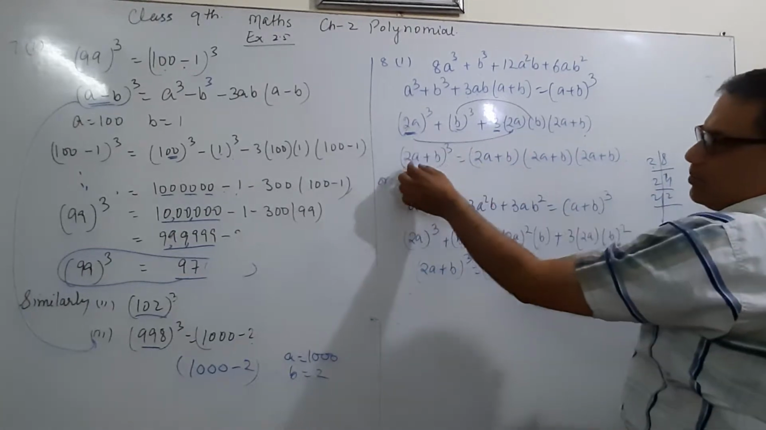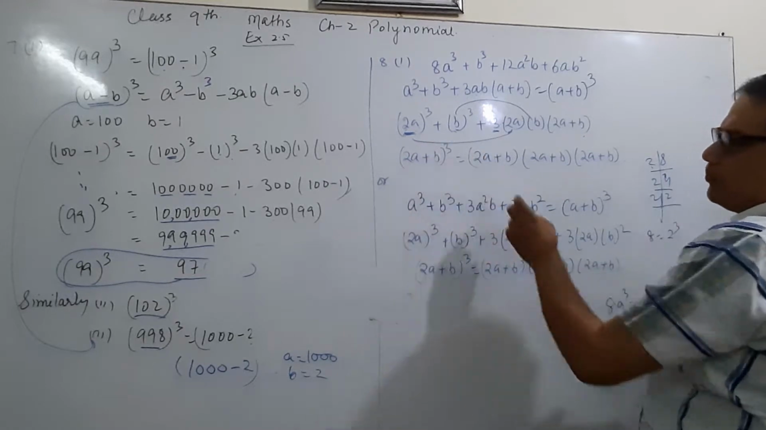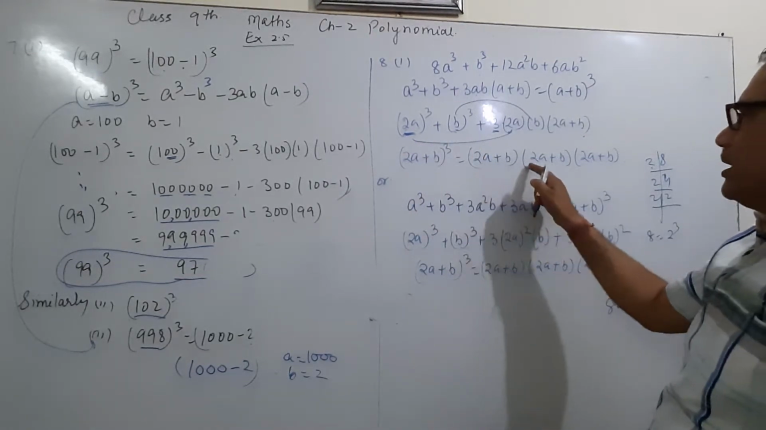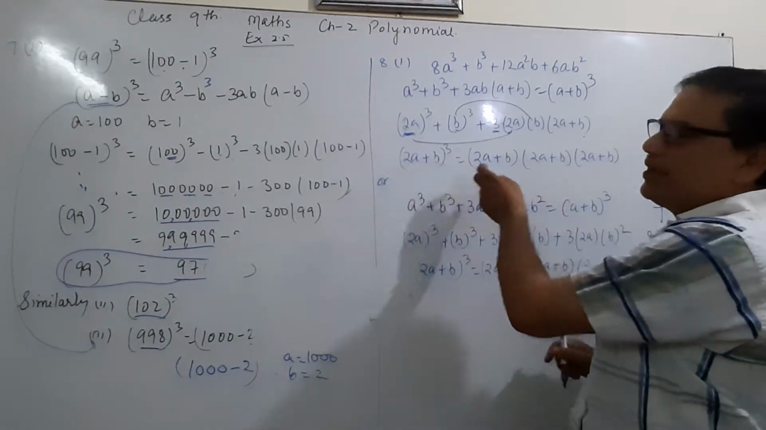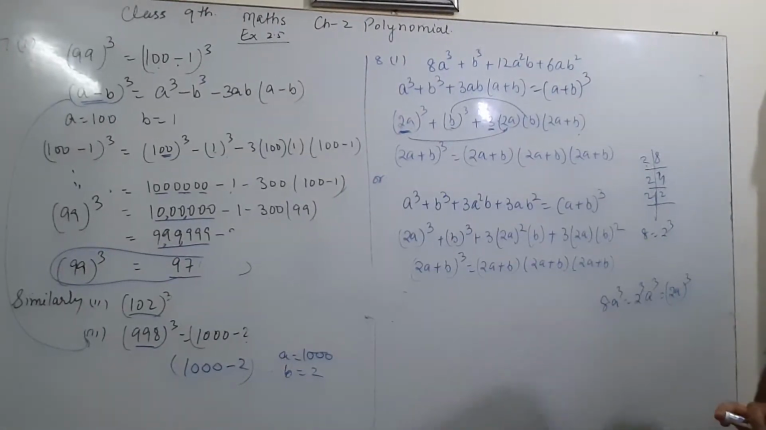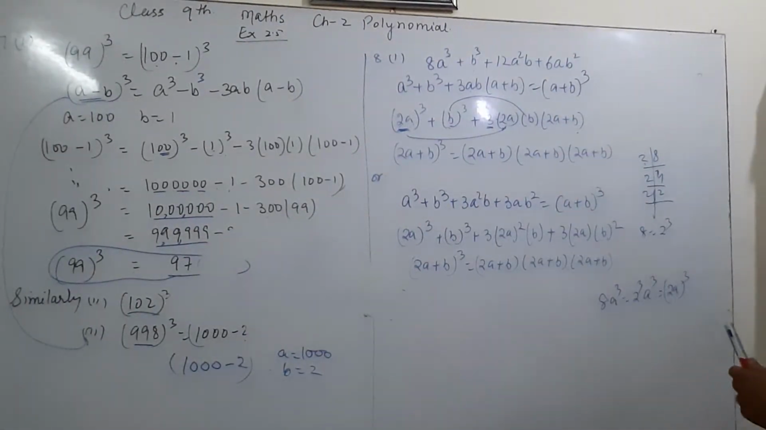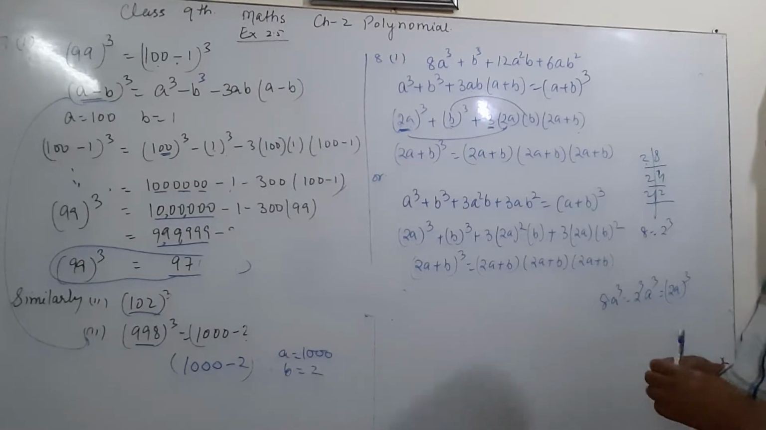What is a? 2a. What is b? B. Plus a plus b whole cube. We can write a plus b, a plus b, a plus b. We have to write it 3 times. And this is the answer. Factor of this.